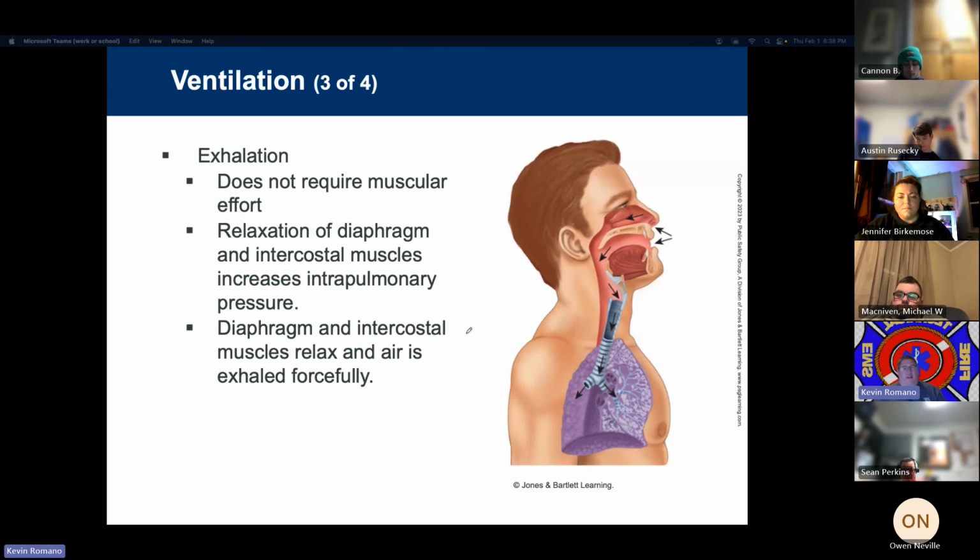Exhalation is a passive process that does not require muscular effort. All right. The Hering-Breuer reflex is a feedback loop that prevents overexpansion of the lungs by terminating inspiration. It's called the Hering-Breuer reflex. Right? Take note of that. When the size of the thoracic cage decreases, air in the lungs is then compressed into a smaller space, increasing air pressure. Right? Maximum expiration occurs when the diaphragm and intercostal muscles relax and air is then exhaled forcefully as opposed to a normal passive process.